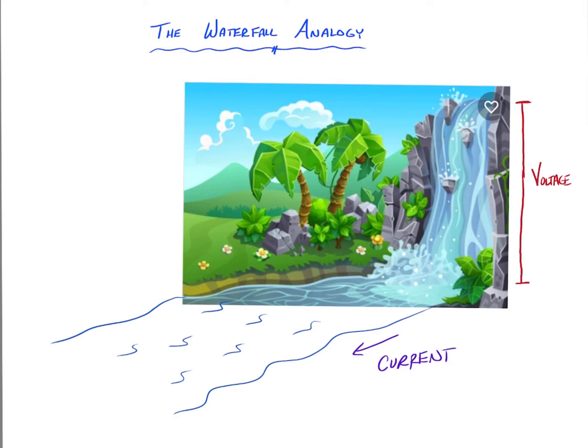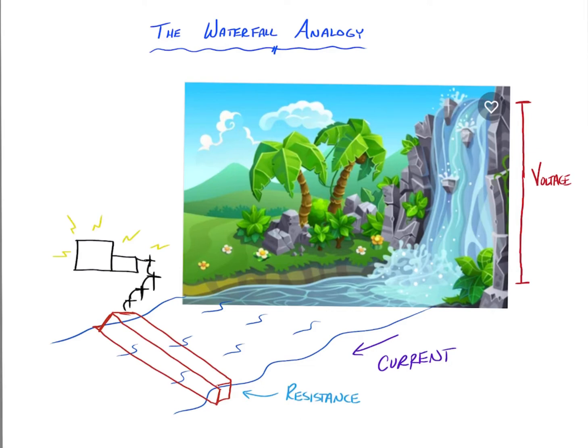Where resistance comes in is anything that we put down, like a dam, that's going to slow down this current and convert it to something else. So we have hydroelectric dams, like Hoover Dam, that use water to spin a turbine, and we convert that to electricity. So think of a dam as like the resistance.